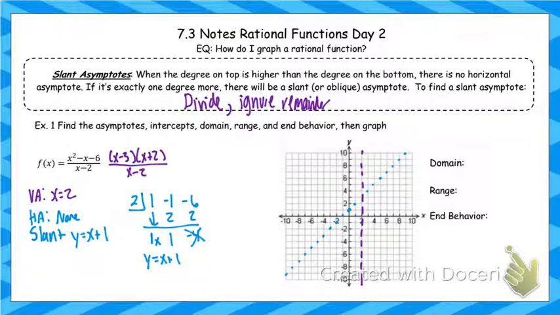All right, now let's find the other features here, just like we did last class. X-intercept, set the top equal to 0, so there's 2 of them. So (3, 0) and (negative 2, 0). Y-intercept, plug in 0 for all those x's, and I get (0, positive 3). So now I'm going to sketch my graph.